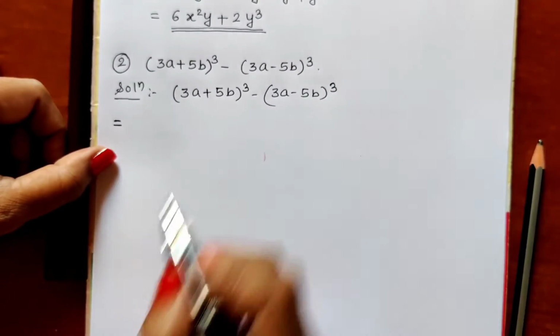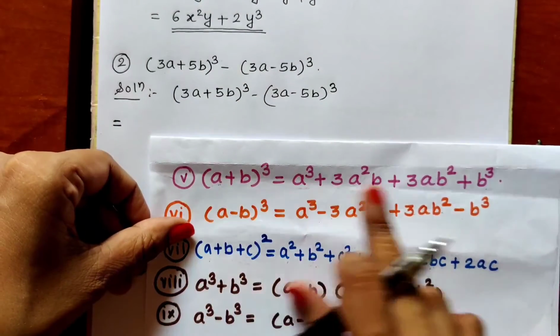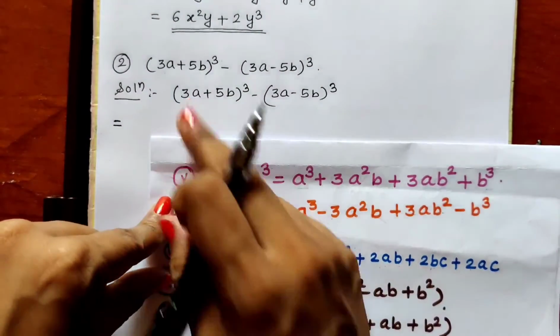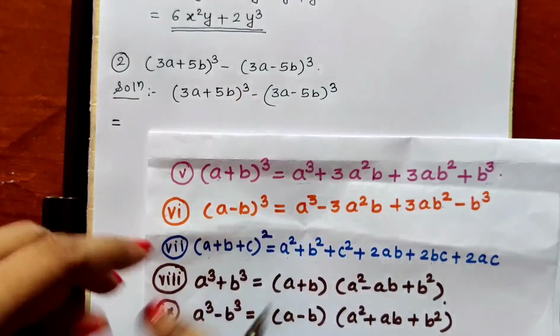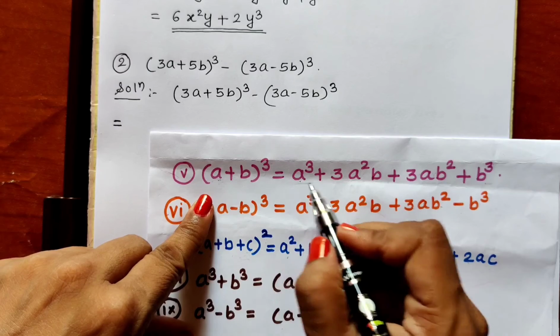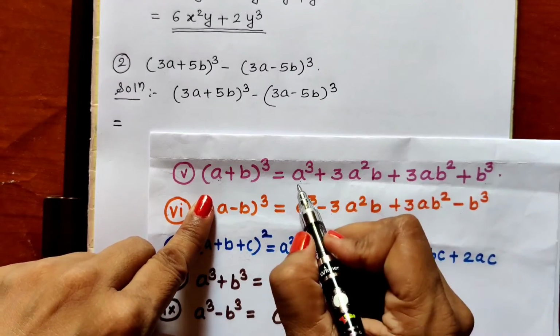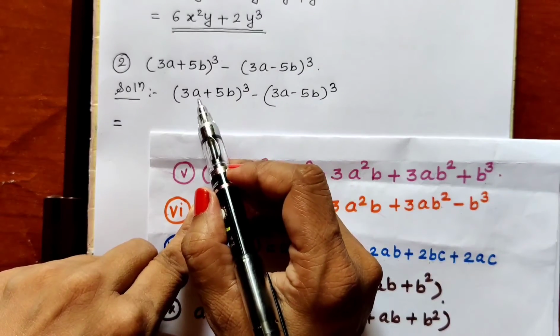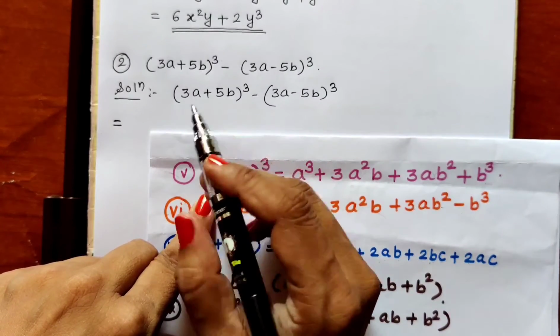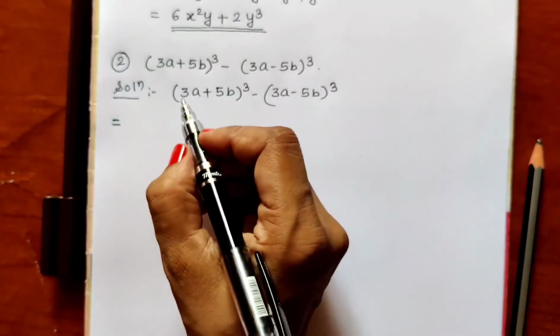(3a plus 5b) whole cube. That means we will be applying the formula of a plus b whole cube. Now a means 3a here and b means 5b. So in place of a we are going to write 3a, and in place of b we will be writing 5b. So when we write the variable with coefficient, we write inside the bracket. You all know that now. So I will be writing inside the bracket.